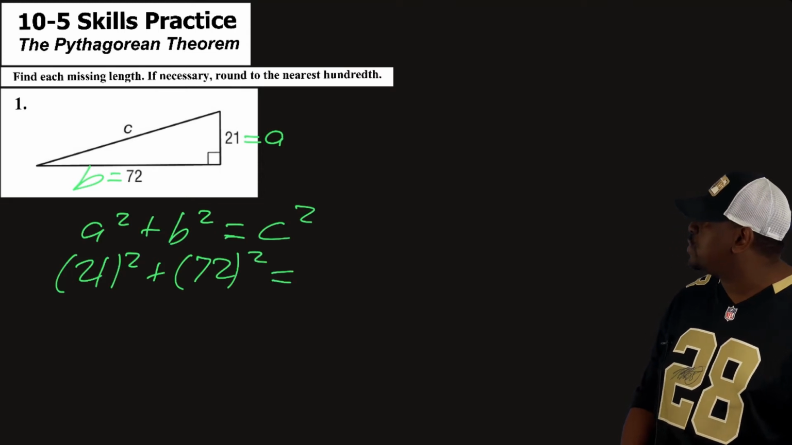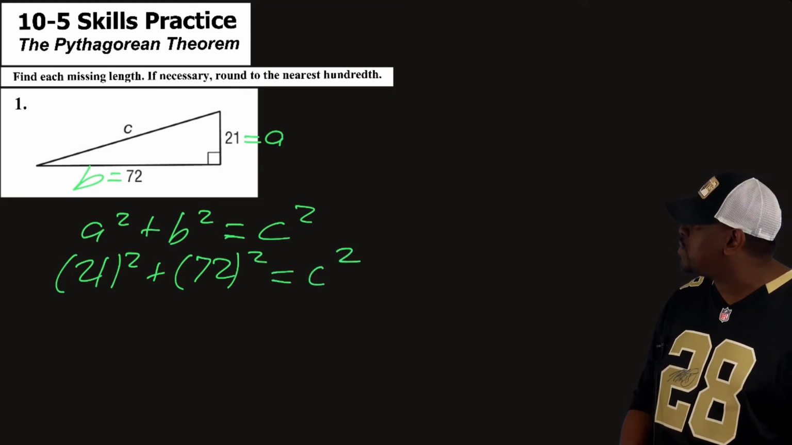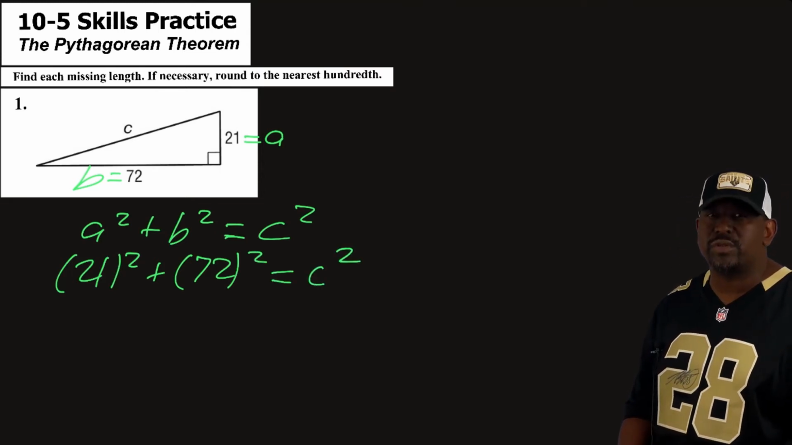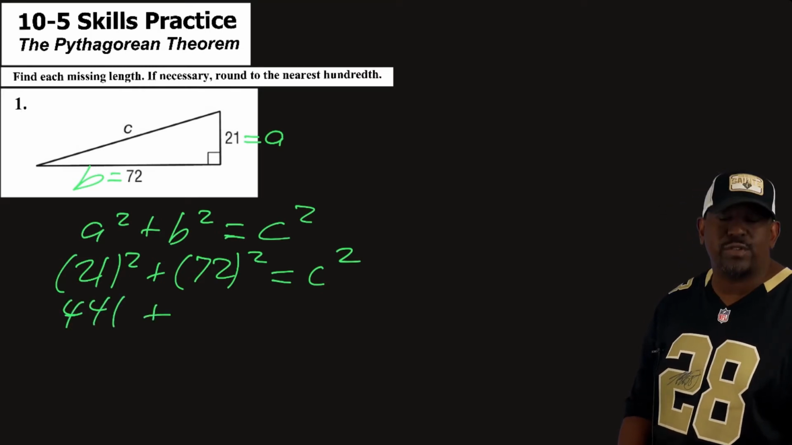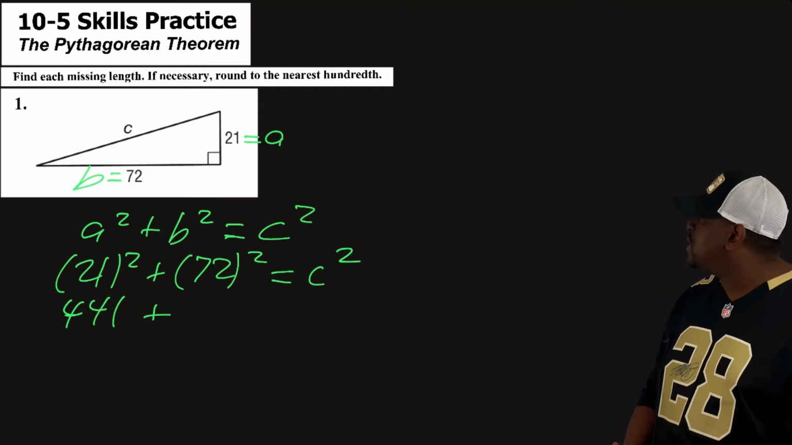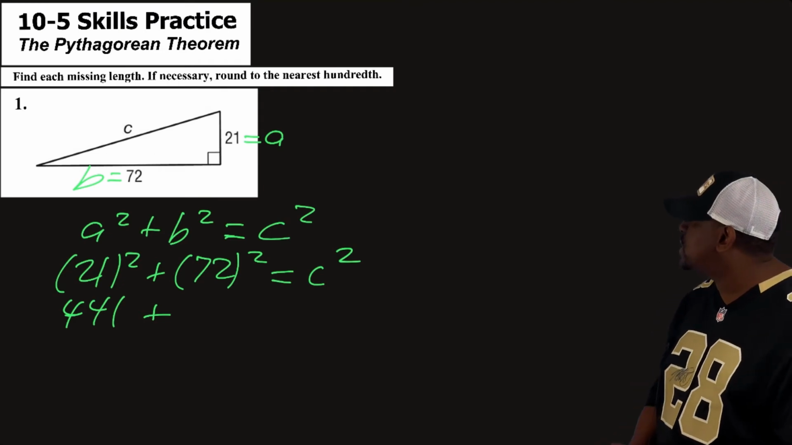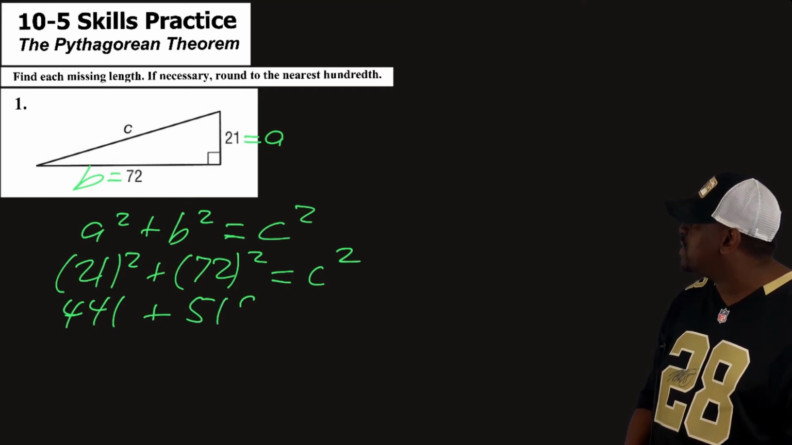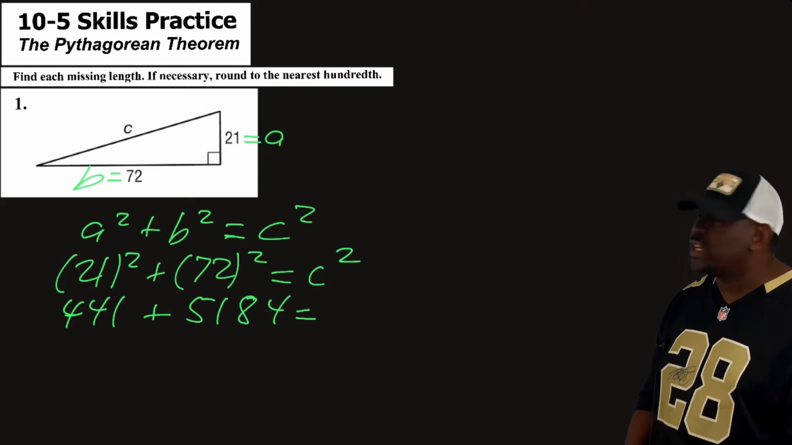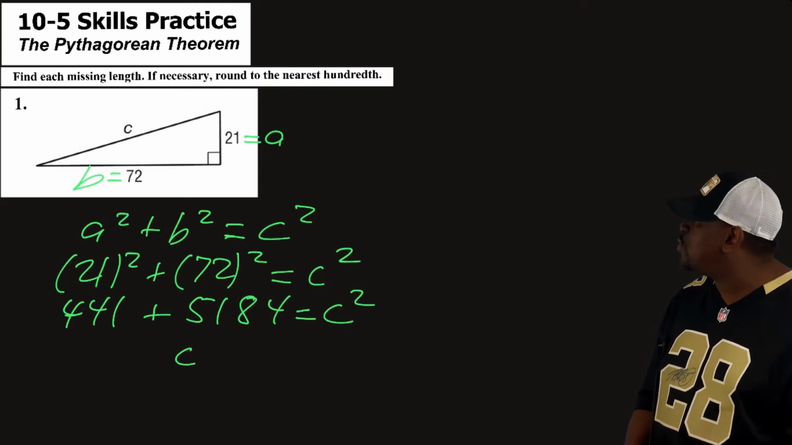So we substitute in the equation. Pythagorean Theorem is A squared plus B squared equals C squared. We substitute A and B. We have 21 squared, which is 441. 72 squared. Get your calculators. Takes a minute here. It is 5,184, and that will equal C squared.